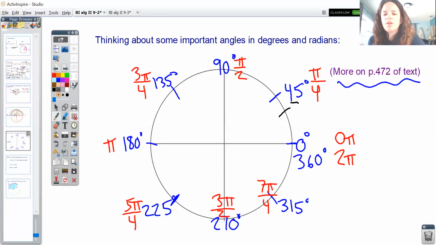We can also look at the multiples of 30, so 30 degrees, 60 degrees, etc. I'm not going to do all of those for you because they're on page 472 of your textbook, and we're going to be looking at those a little bit more in the next lesson anyways. But I do suggest that you turn to page 472 and that you would copy all these down on a piece of paper somewhere.